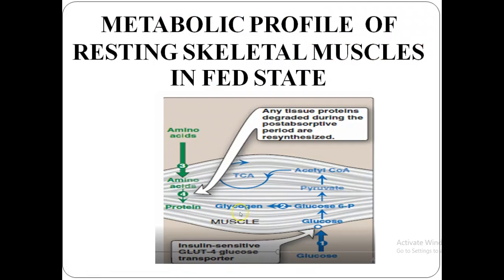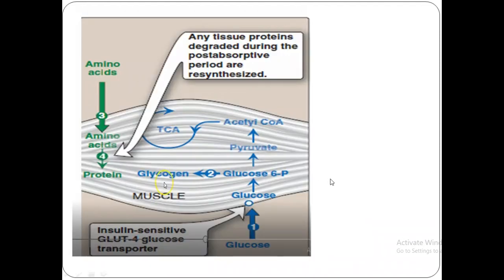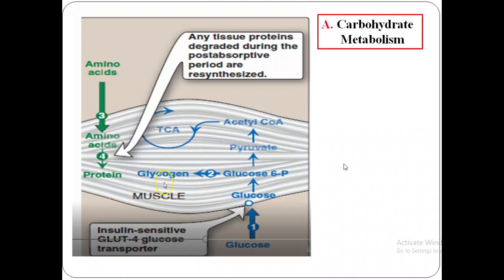Now we will discuss the metabolic profile of resting skeletal muscles in fed state. Muscle takes up glucose via the GLUT4 transporter in fed state and uses it for energy and glycogen synthesis, and takes up amino acids including branched chain amino acids for protein synthesis. Now we will see how the carbohydrate is metabolized in the muscles during fed state.